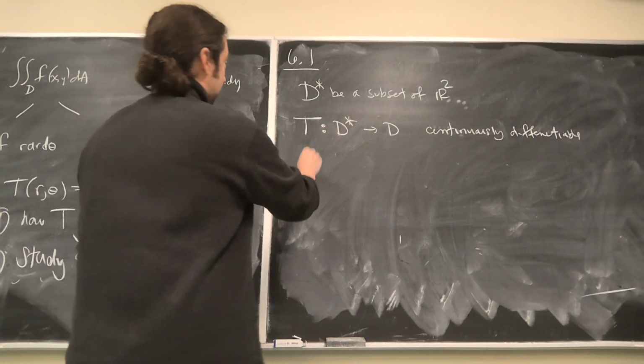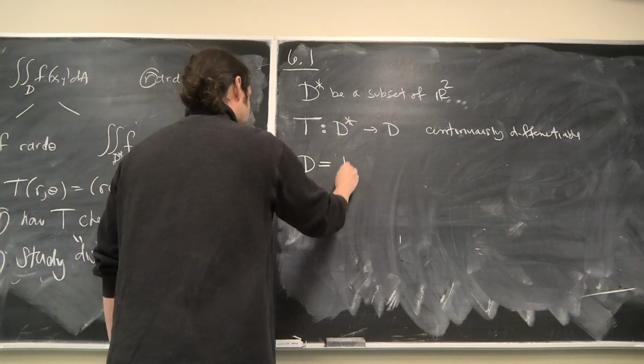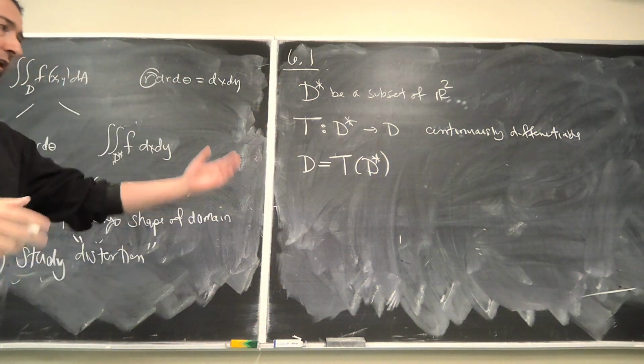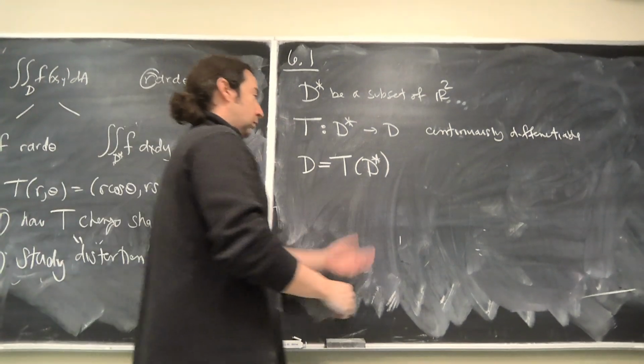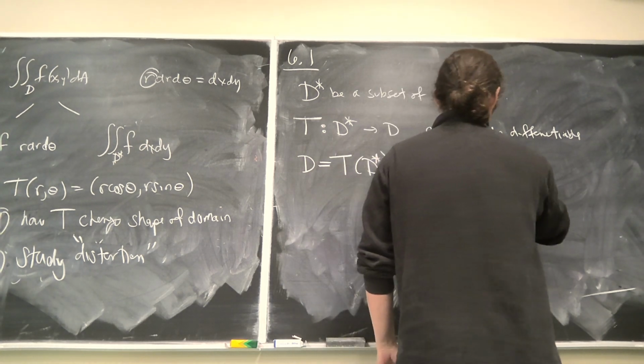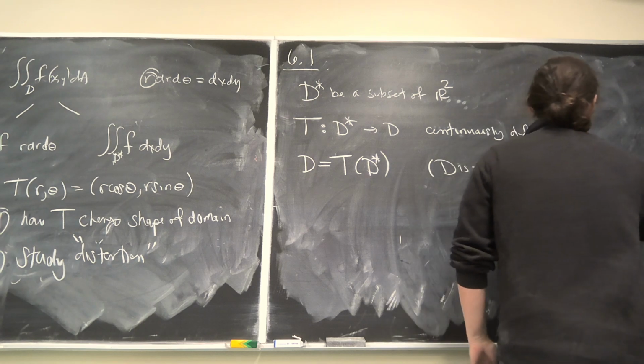And so the notation that shows up frequently in this is D equals T of D star. So this is function notation for applying a function to a set. In words, you would say D is the image of D star under T.